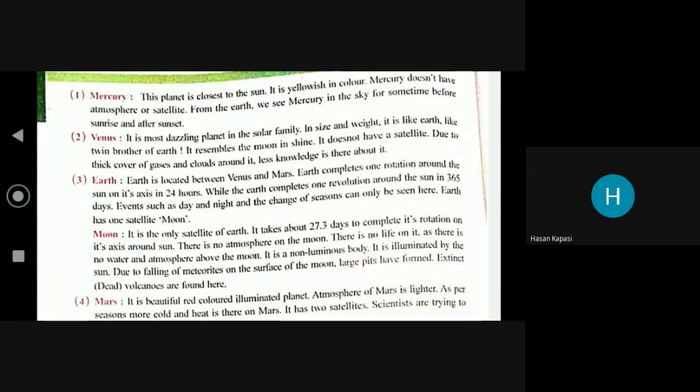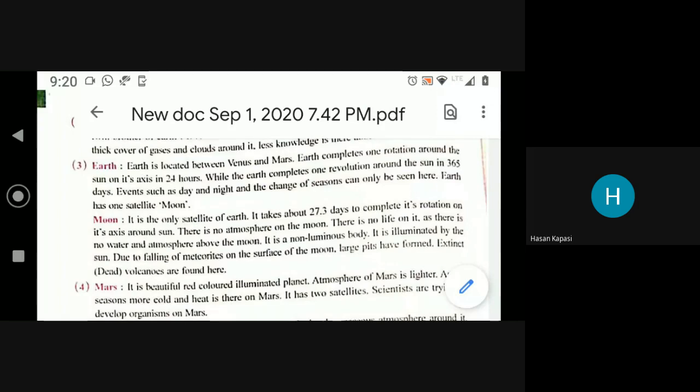And it does two motions: one is rotation and the other is revolution. Two motions, rotation and revolution around the sun on its axis. Rotation takes 24 hours, so one day is equal to 24 hours. One rotation is completed in 24 hours. And one revolution of the Earth takes 365 days to complete.